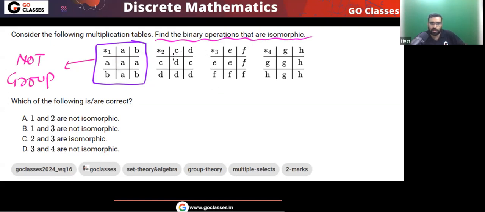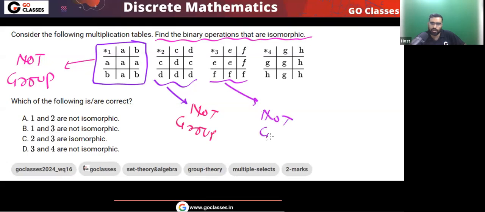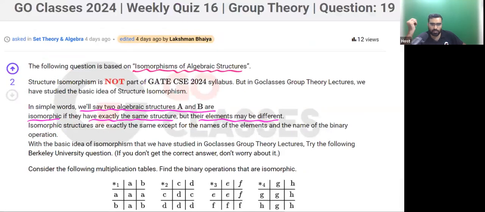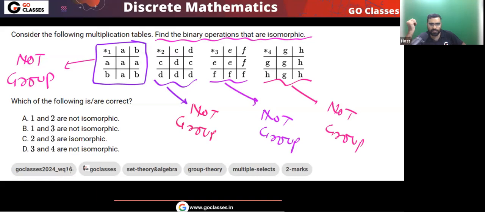Okay. What about the second one? Is that a group? This is also not a group. What about the third one? That is also not a group. What about the fourth one? That is also not a group. So none of them is a group. So this group thing we cannot use.